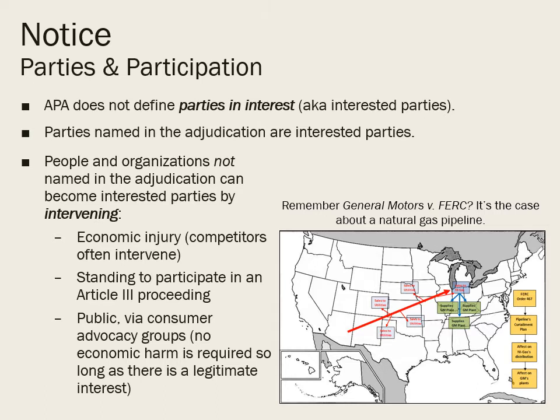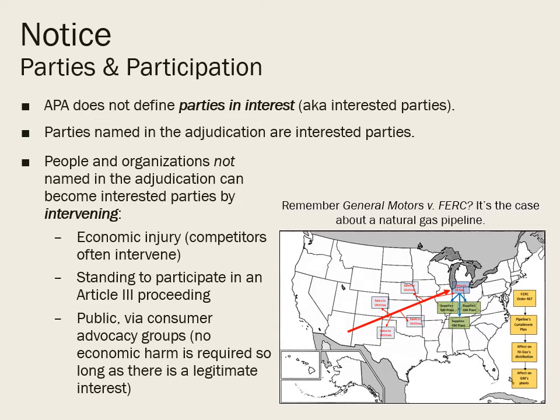In addition to interveners, on that sort of corporate competitor side, anybody who's got standing to participate in a regular Article 3 trial is also an interested party at the agency adjudication. We will talk more about standing a bit later in the semester. The public itself can be an interested party. That usually happens through consumer advocacy groups or environmental groups. We will also talk about their ability to have standing a bit later this semester.